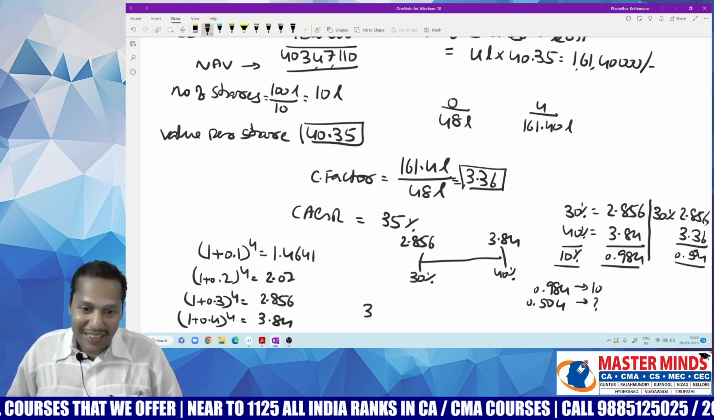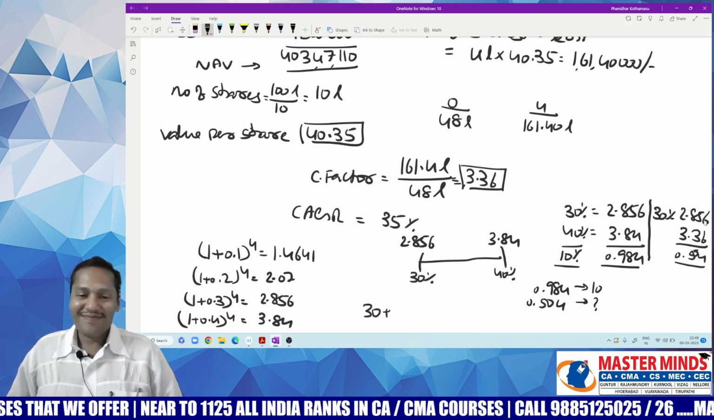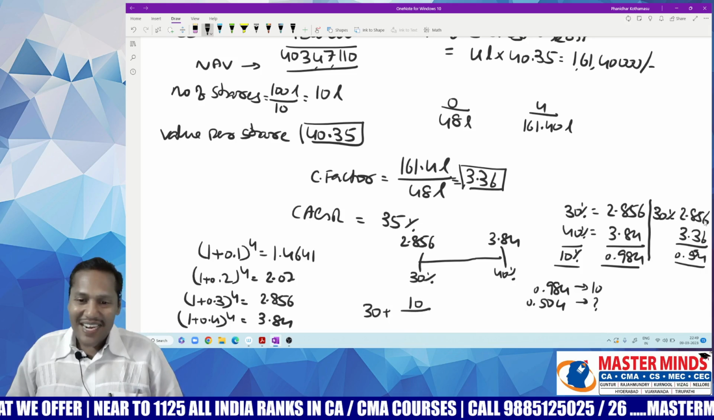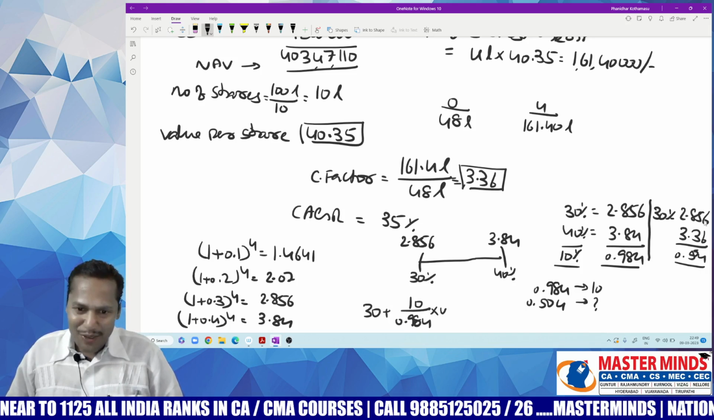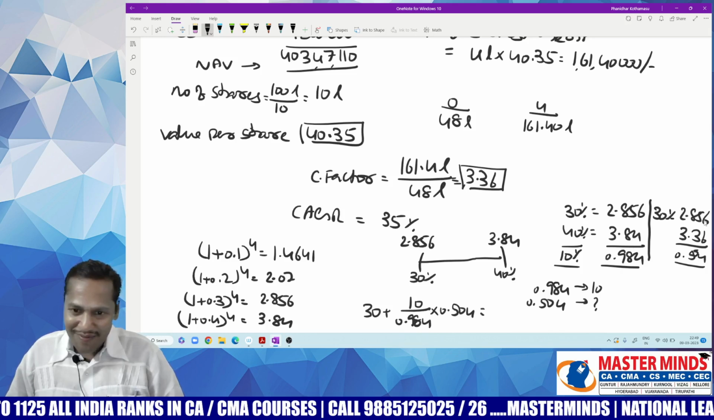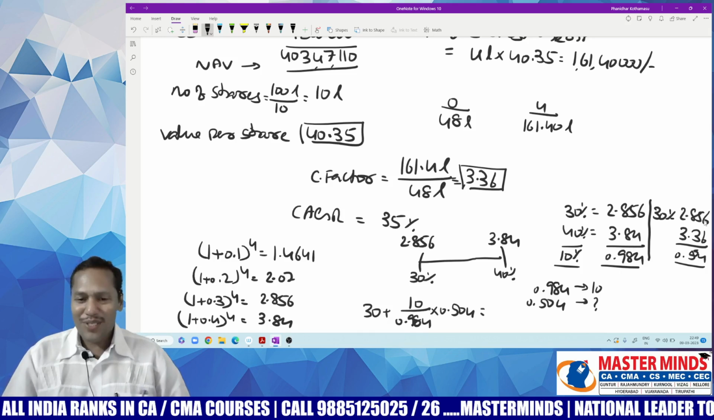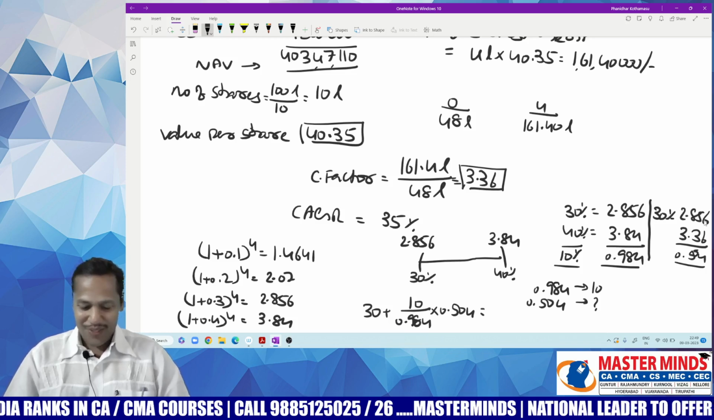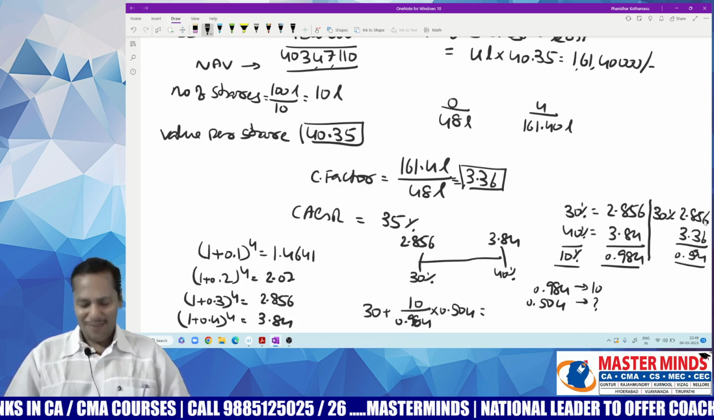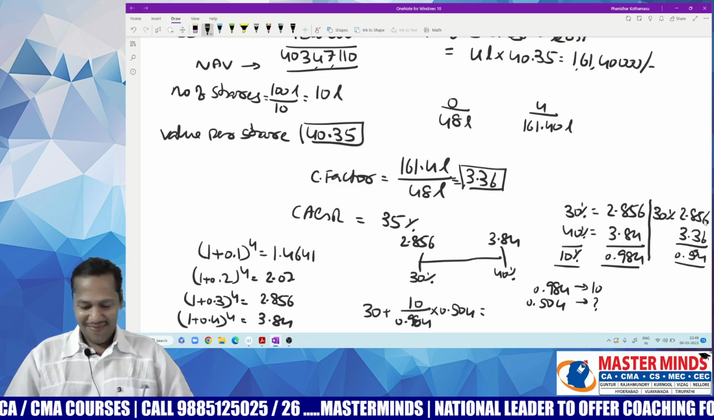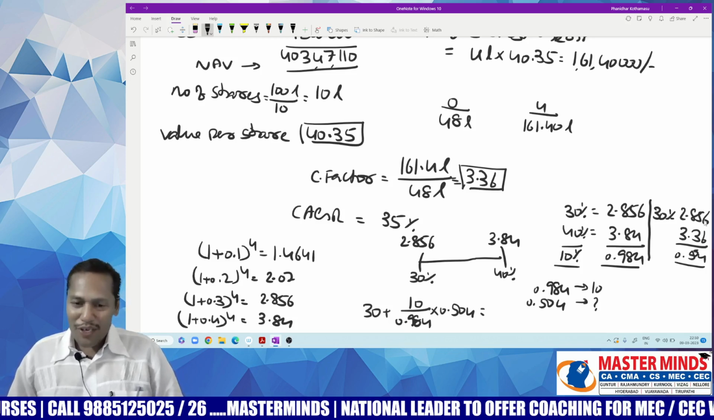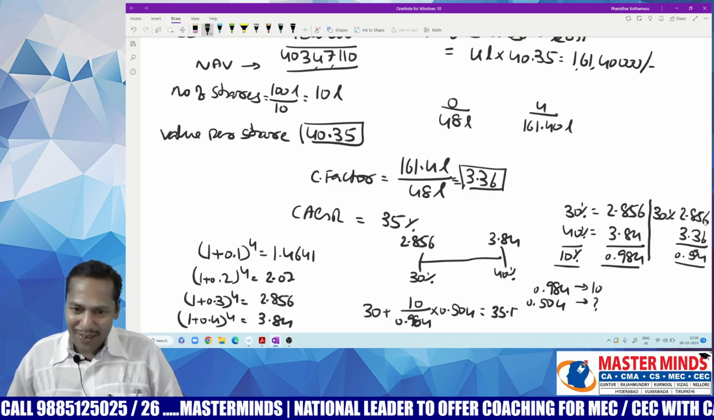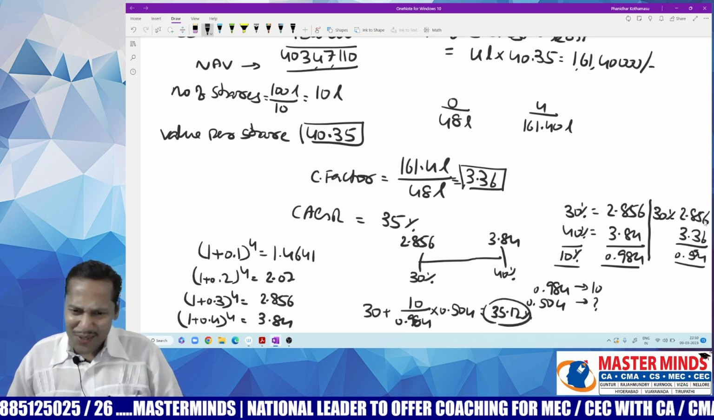So 30 plus 10 divided by 0.984 into 0.504. For 0.984, it is 10%. For 0.504, how much percentage? Definitely you can work out the value. 30 plus 5.12, that comes to 35.12%. Like this also we can calculate.